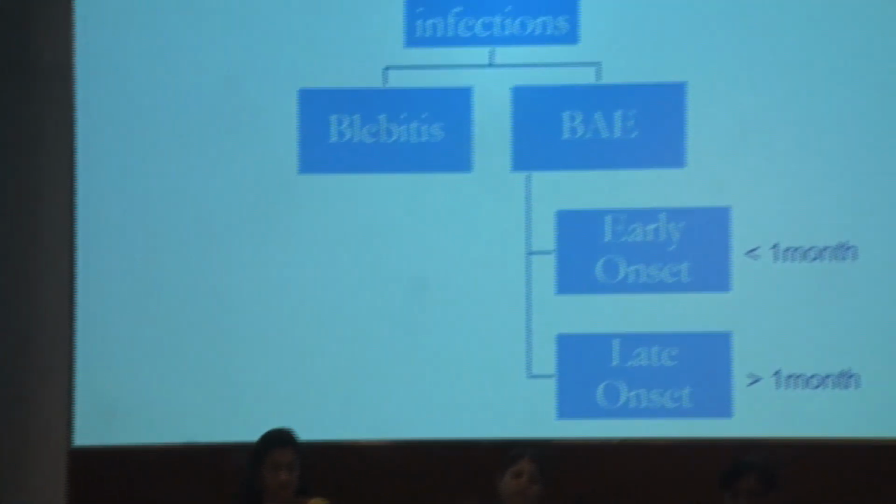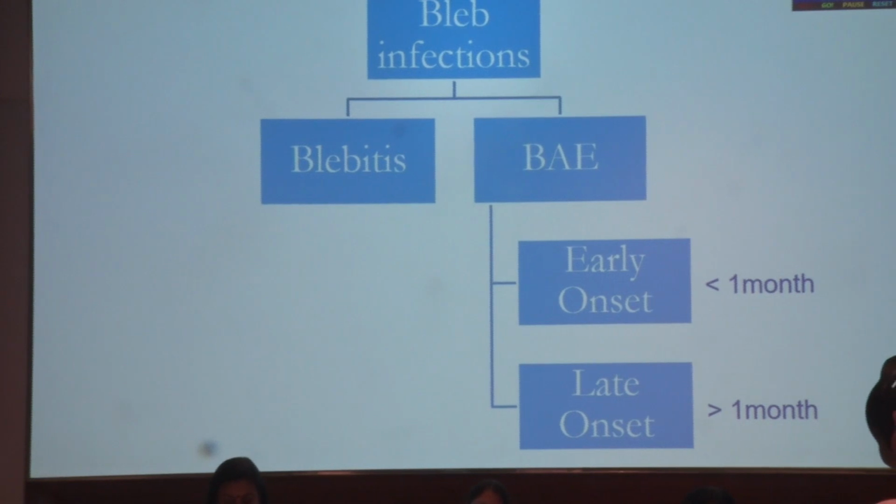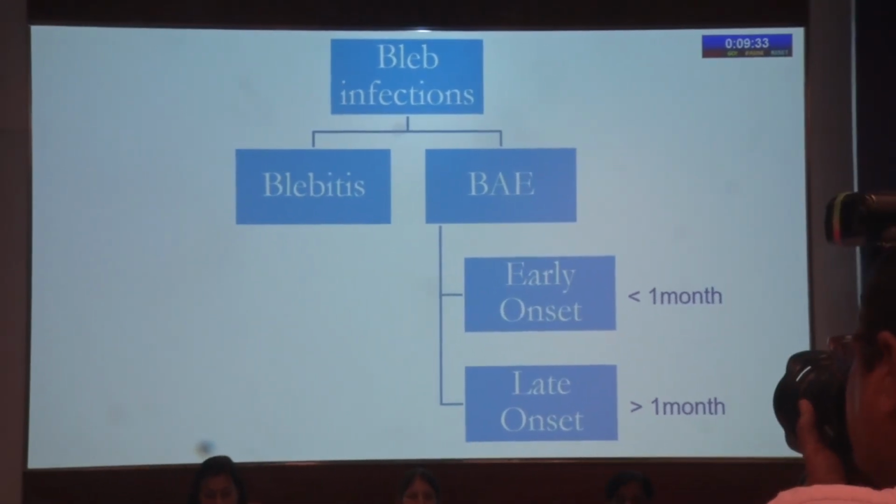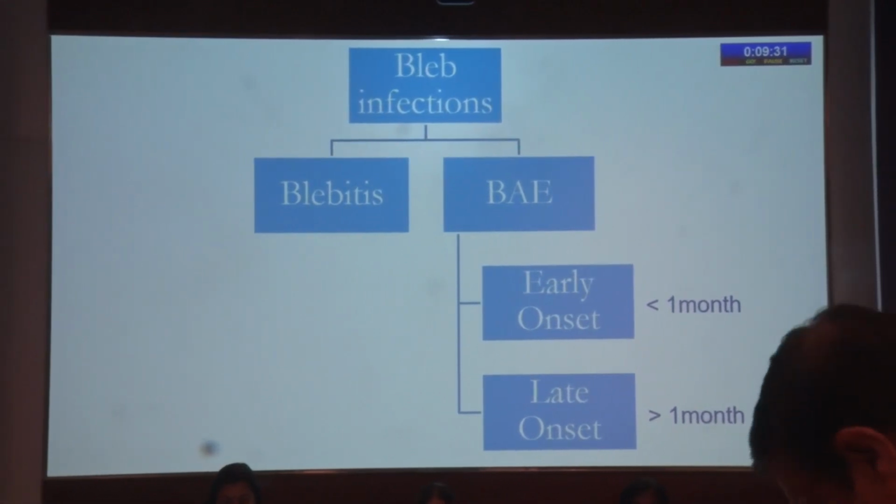Bleb-related infections are rare, but they are potentially devastating, and they represent a wide spectrum of disease, with infection that may be limited just to the filtering bleb, which is known as blebitis, or there may be associated anterior chamber inflammation with intraocular extension leading to endophthalmitis. So basically, bleb-related infections can be divided into blebitis and bleb-associated endophthalmitis, which can further be subdivided depending on the duration post-surgery into early onset and late onset.